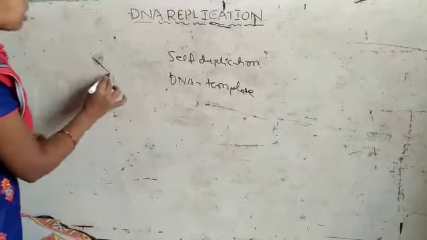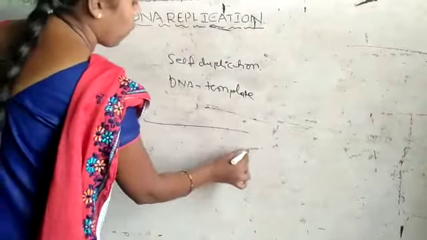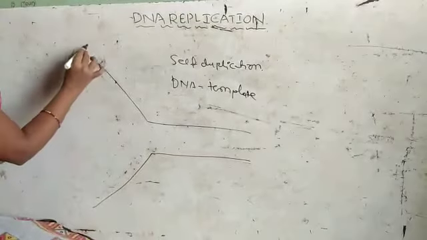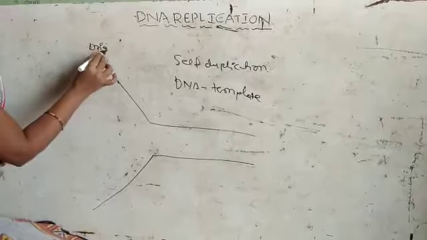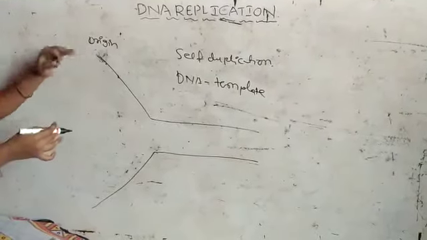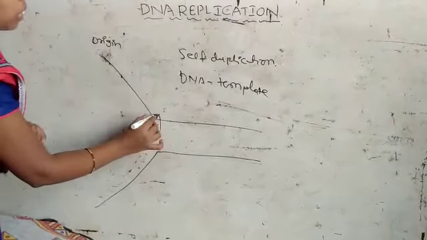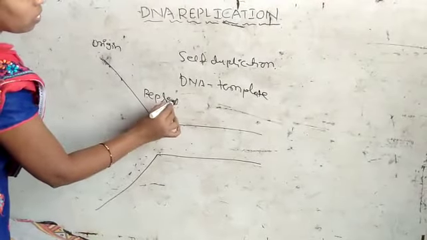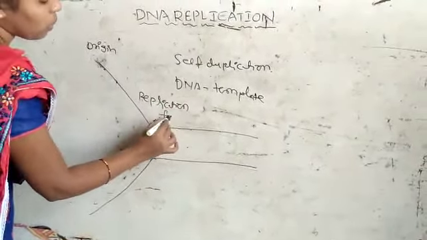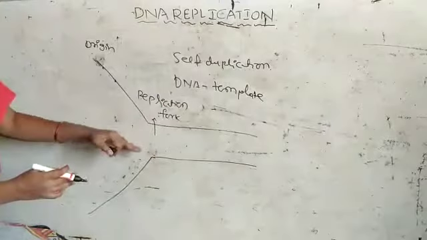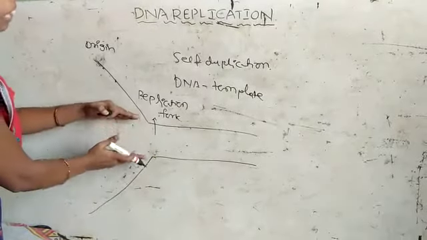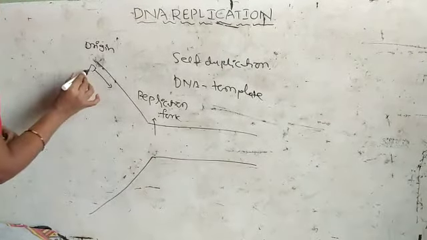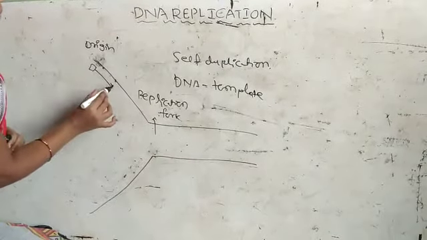DNA replication starts at a specific point. This point is called the origin, and this point is called the replication fork. At the site of the replication fork, two parental strands are separated and newly synthesized strands are formed.